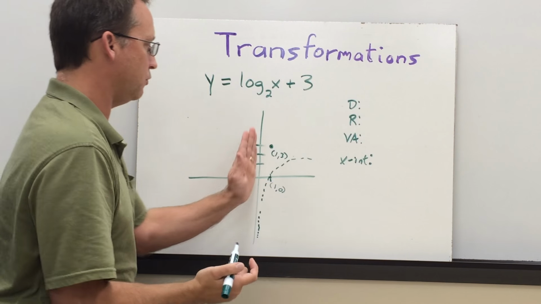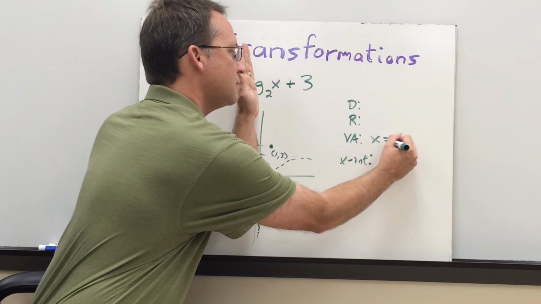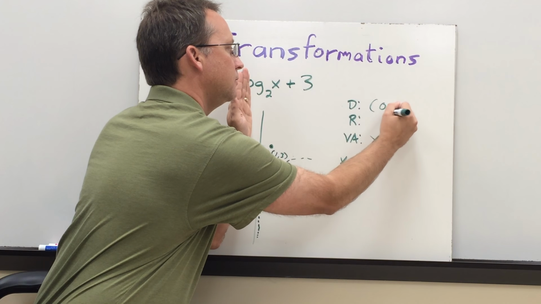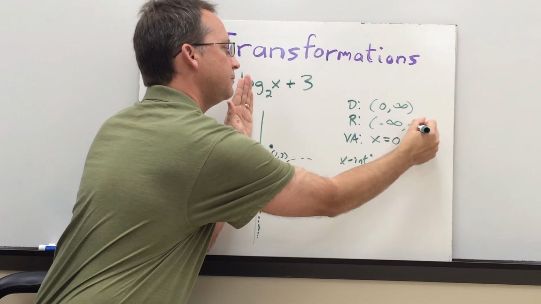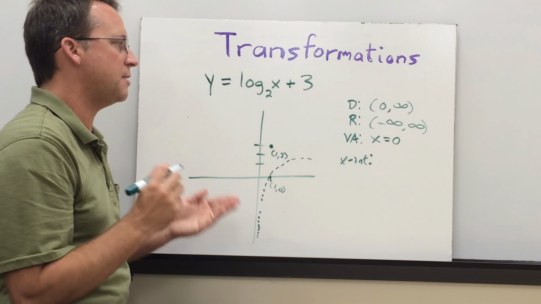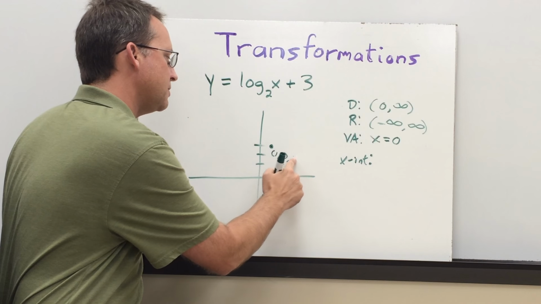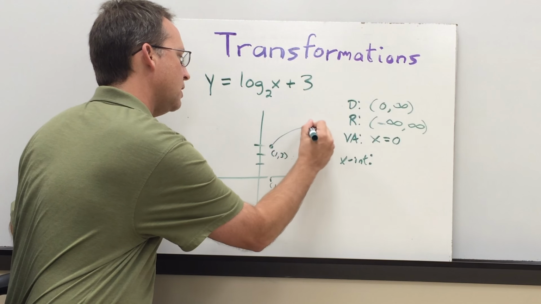The asymptote doesn't move because we've got a vertical asymptote. Moving that up is not going to change that vertical asymptote. It's also not going to change our domain. It's also not going to change our range. Same shape, same asymptote, same domain and range, simply moved up on the graph. So now instead of this graph, we've got a graph that's further up.